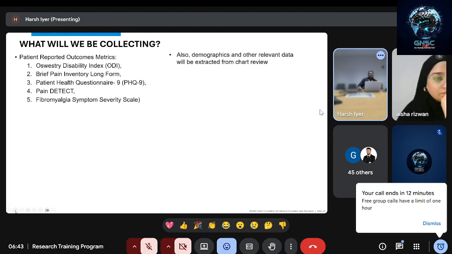These are the prospectively collected studies that we wanted to do. These are all patient-reported questionnaires. The Oswestry Disability Index is something that is very easily reported.